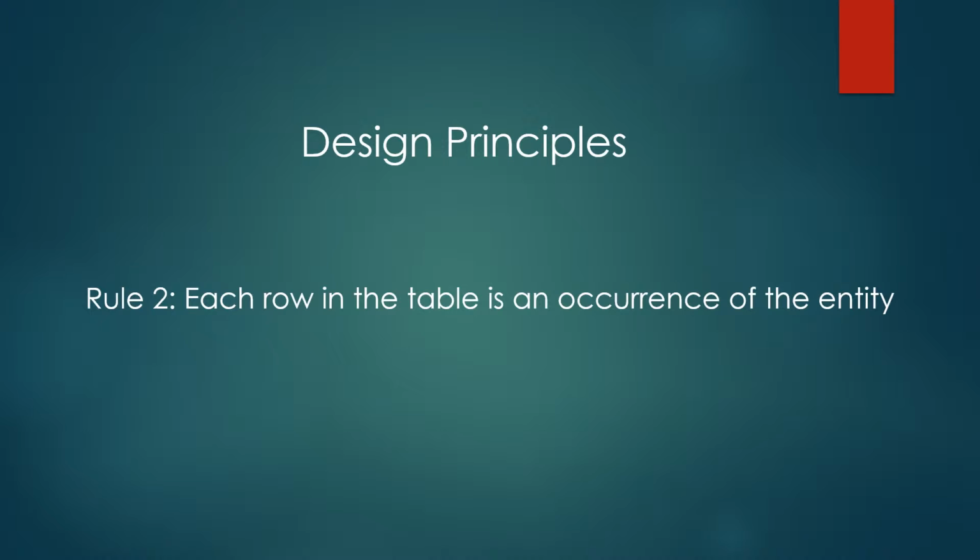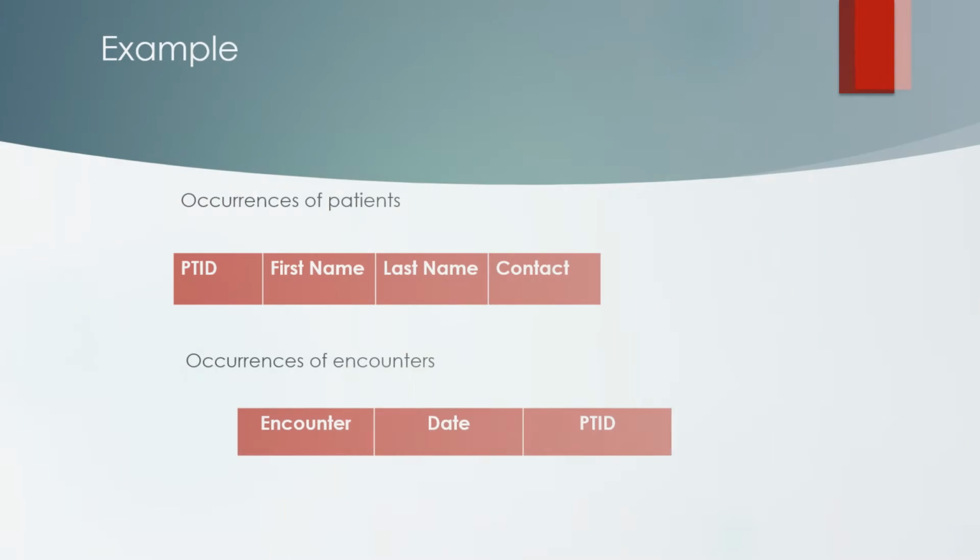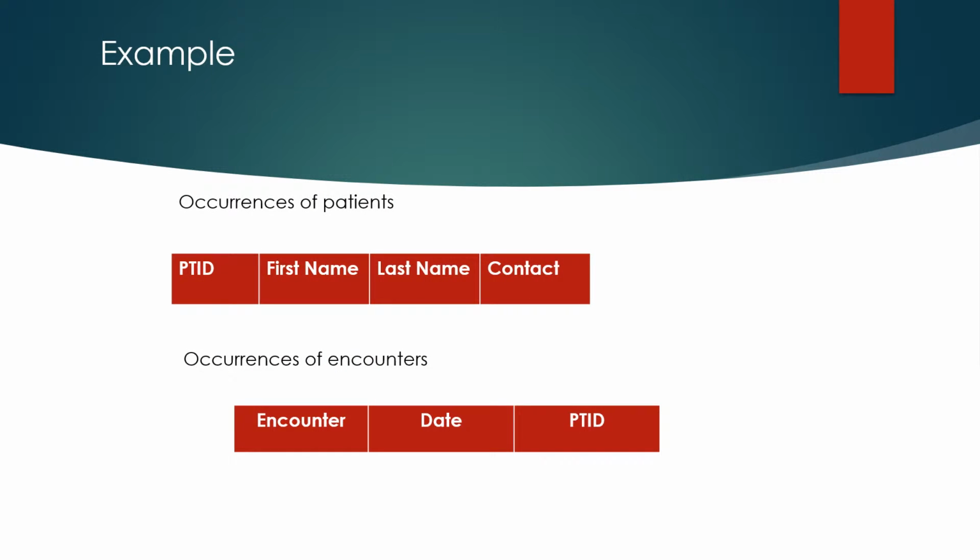Rule number 2 states that each row in the table is a single occurrence of the entity. Building up on our previous example of patients and encounter tables, each record on the patient table is an occurrence of a single patient, and each record on the encounter table is an occurrence of an encounter.